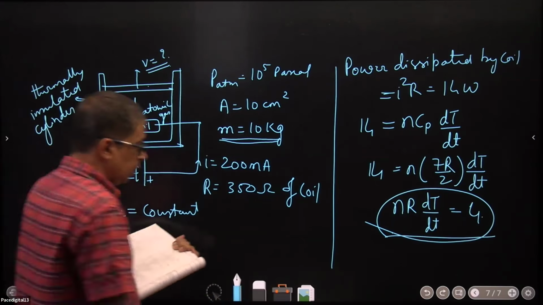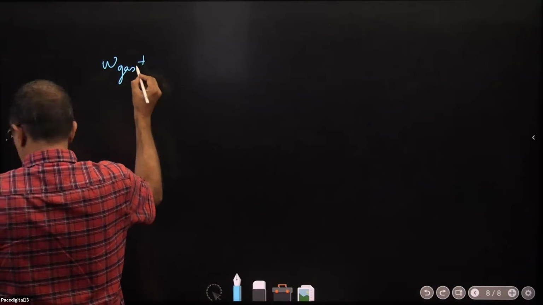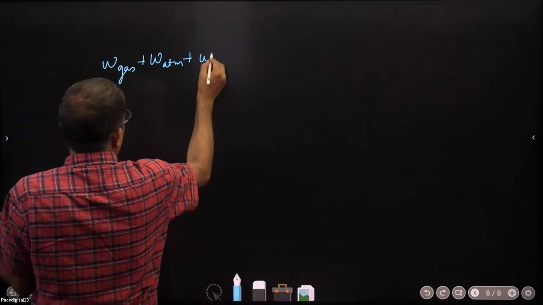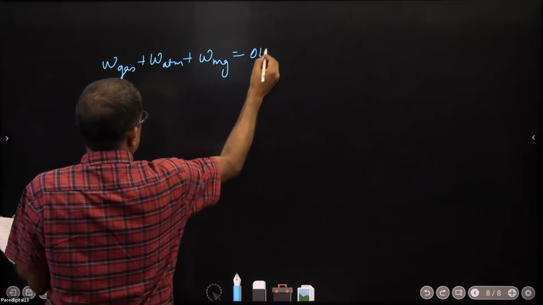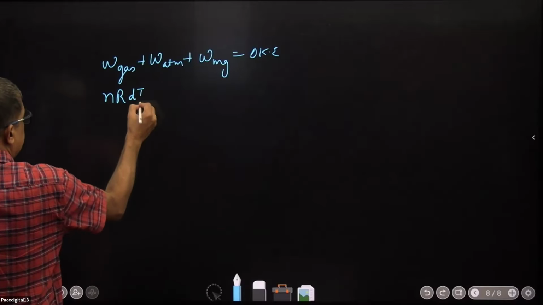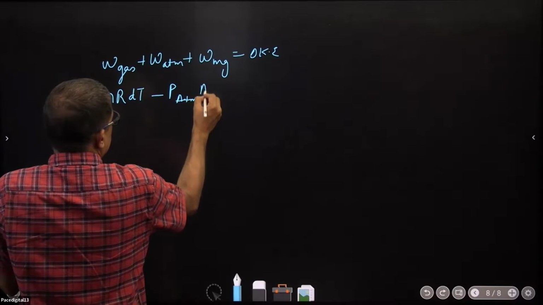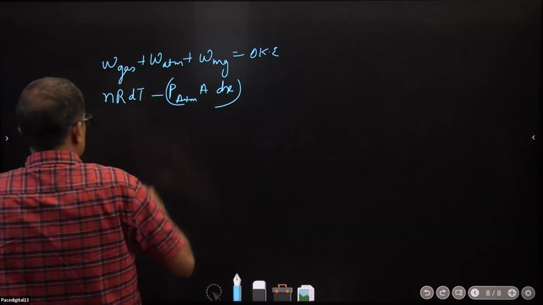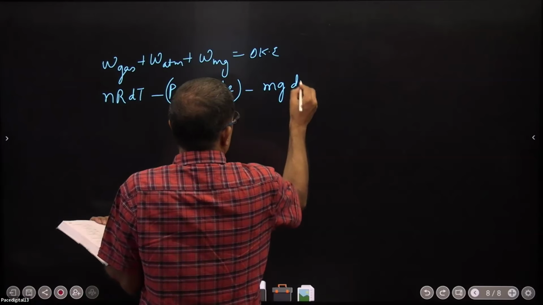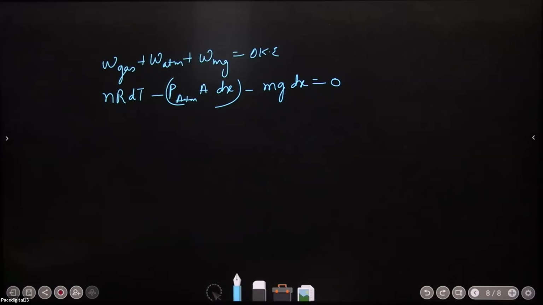Now when you write the work energy theorem, work done by the gas plus work done by atmospheric pressure plus work done by mg should be the change in kinetic energy. nR dT, quite obviously, minus P atmosphere into A into dx, the work done by the atmosphere, minus mg into dx should be equal to 0. Now this should help you solve the remaining part of the problem.